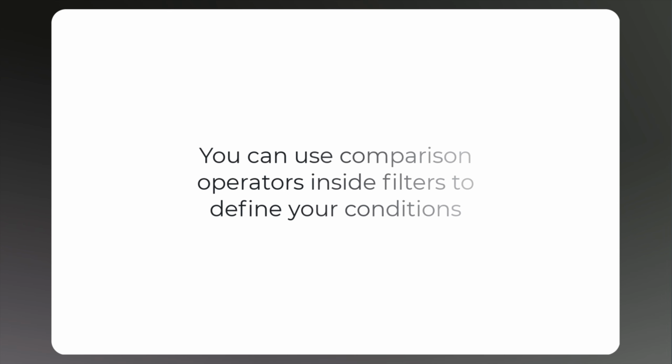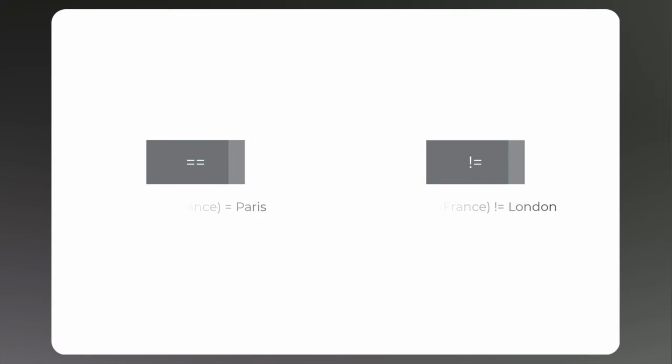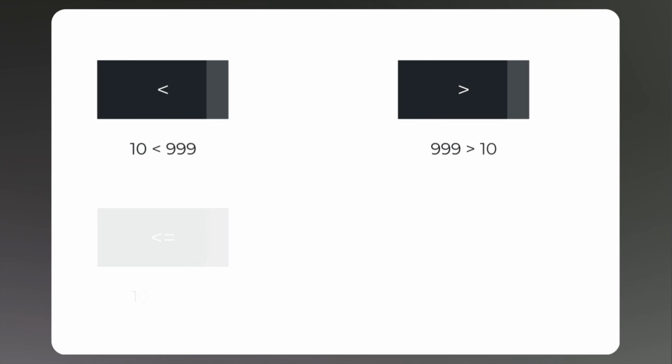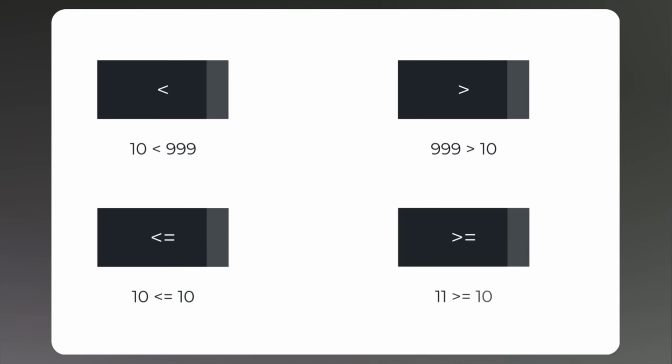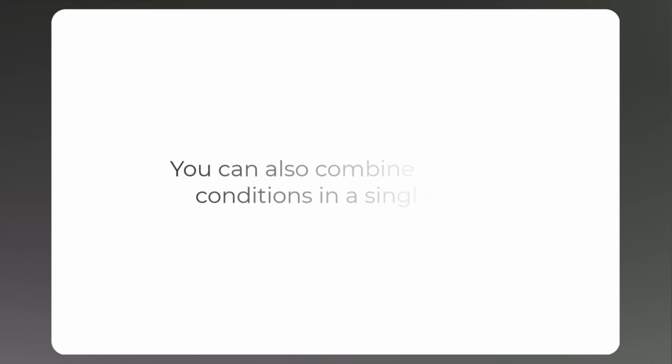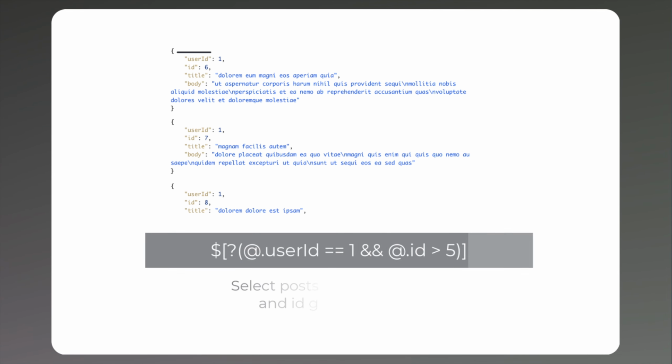You can use comparison operators inside filters to define your conditions. For example, the equals sign checks whether 2 values are equal. You can use the not equal sign to check if values are not equal. For numeric comparisons, you can use operators like less than, greater than, less than or equal to, and greater than or equal to. You can also combine multiple conditions in a single filter. For example, use AND when both conditions must be true. Use OR when at least one of the conditions must be true. For example, you could filter posts where the user ID equals 1 and the ID is greater than 5.